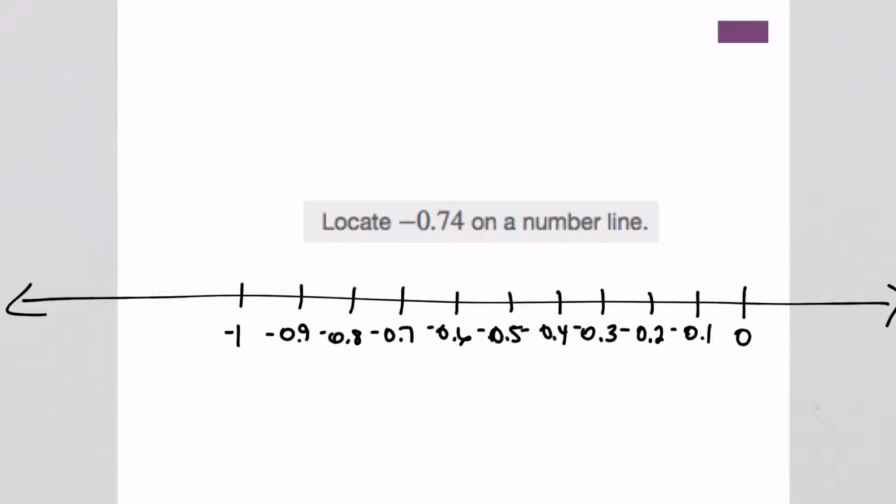Okay, so if you're asked to locate negative 0.74 on a number line, notice this one it's negative, so my number line is going in the opposite direction. So where would negative 0.74 be? It's going to be past negative 0.7, not quite to the halfway mark, but really, really close there. And so make sure that you label. If you have to estimate, always label.